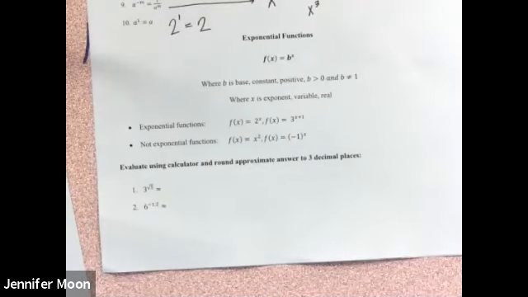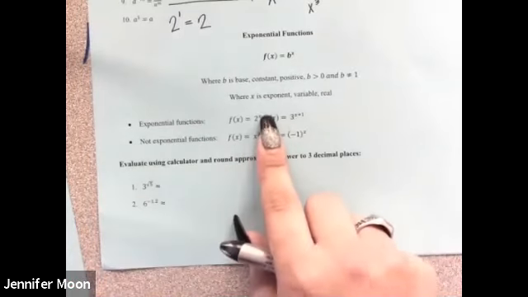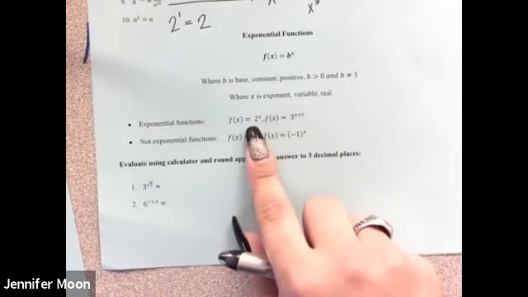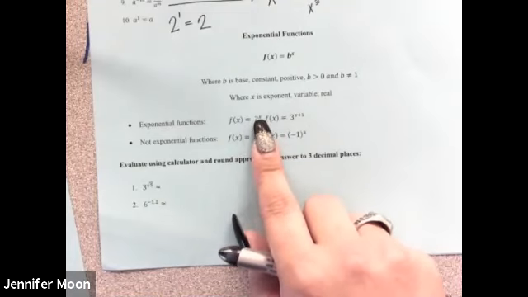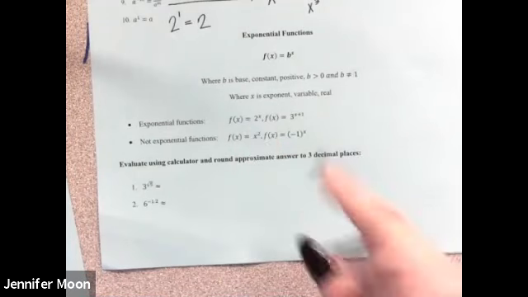So what I did here was just a few examples of when it is an exponential function and when it's not. I've got a base raised to the x power. So that's greater than 0. It's not equal to 1. It's a constant, right? And then my exponent is an actual variable. It is x, so that qualifies.